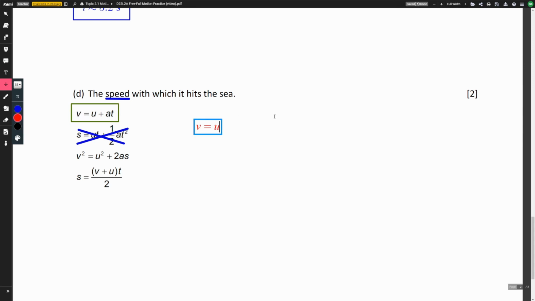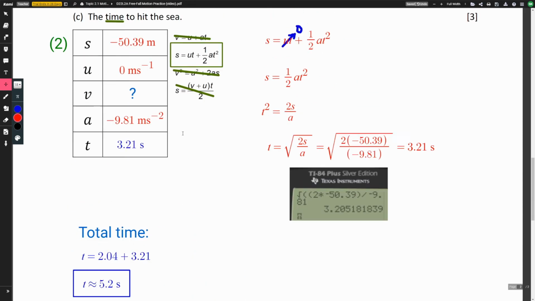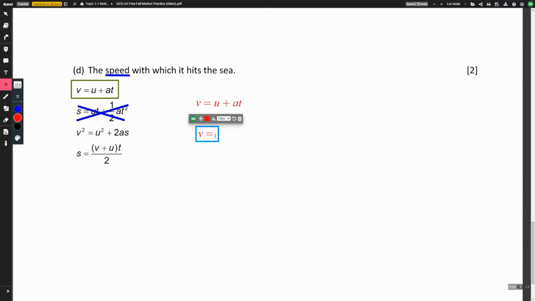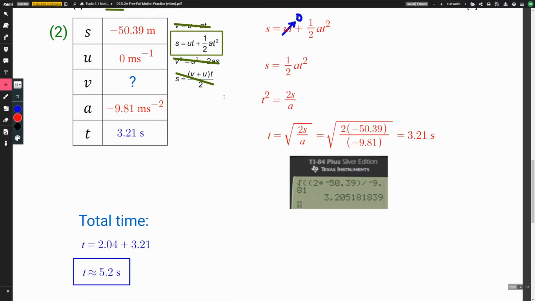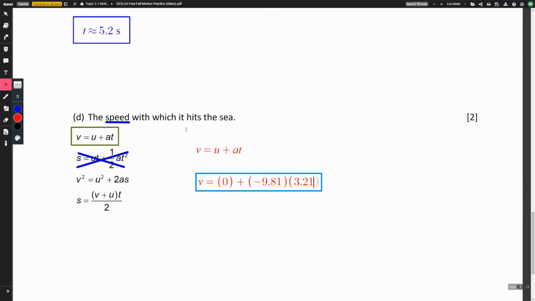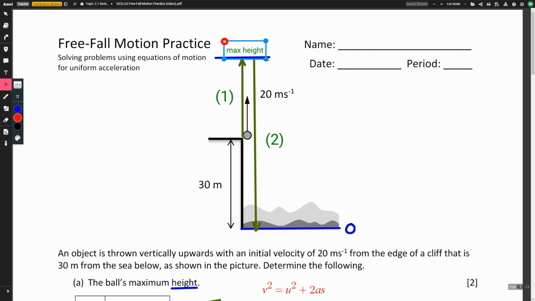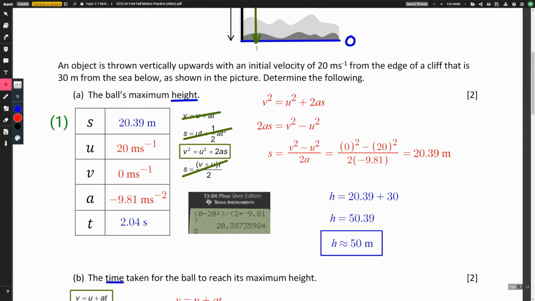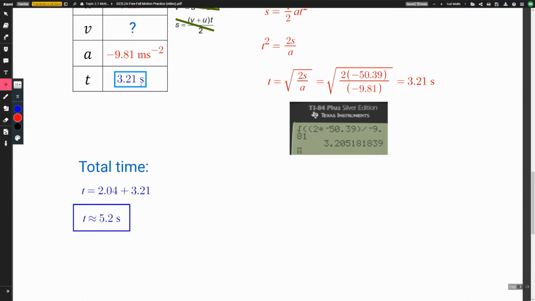V equals U plus AT. Well, it's already solved for V. So all I have to do is just plug in the starting speed, which, well, the starting speed was 0, plus the acceleration, which is negative 9.81, and the time was 3.21 seconds that it spent falling. We're not going to use the 5.2 because that was the total time of the whole journey. We just want to know from this rest point up here, and it falls, what speed does it hit at down here? So that's just using the second time, which is 3.21 seconds.